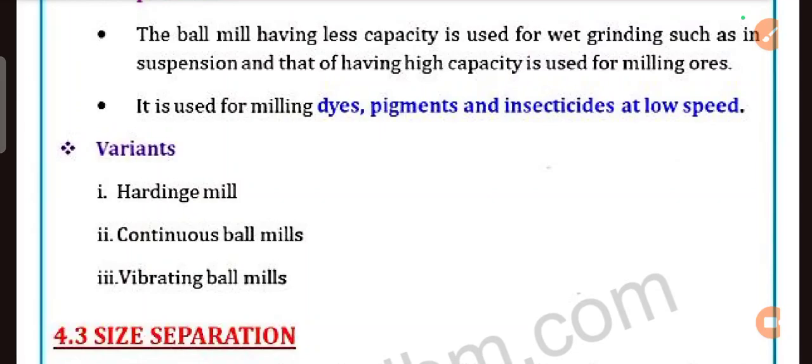Variants: Hardinge mill, continuous ball mills, vibrating ball mills.